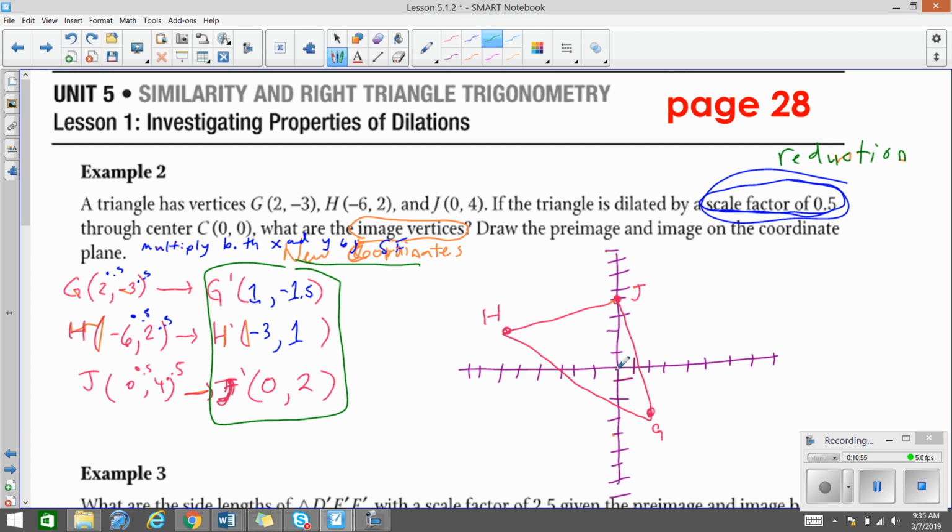1, negative 1/2. So right 1, down 1.5. That's about here. Here's G prime. H is negative 3, 1, 2, 3, up 1. Here's H prime. And then J, 0, 2, boom, there's J prime. Now, if you look at that, that triangle looks significantly smaller, and it should be. It's half the size of your original one, because our scale factor is 0.5.